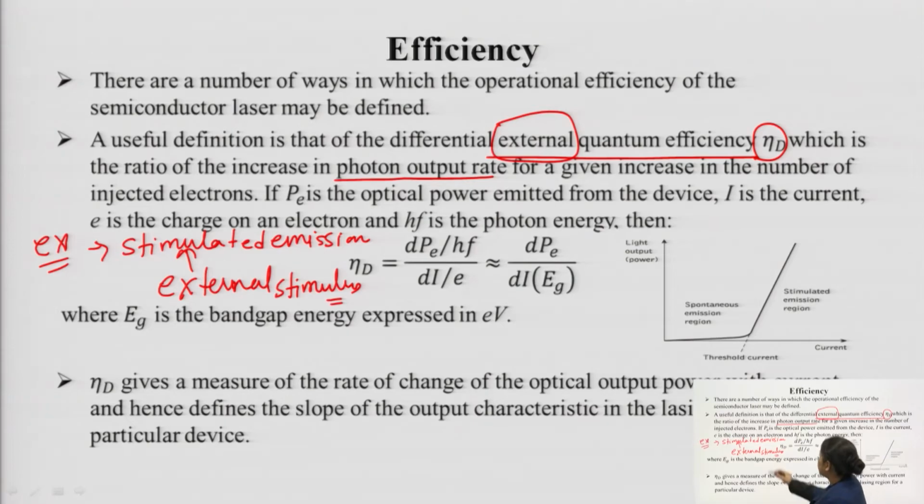The increase in the photon output rate is due to the increase in the number of injected electrons, because what is obtained at the output of the laser? We obtain photons, and what is given inside? That is the electron. So, the ratio is photons upon electrons. If P is the optical power emitted from the device, I is the current, e is the charge on an electron, and hf is the photon energy, then the external quantum efficiency is given by this formula.